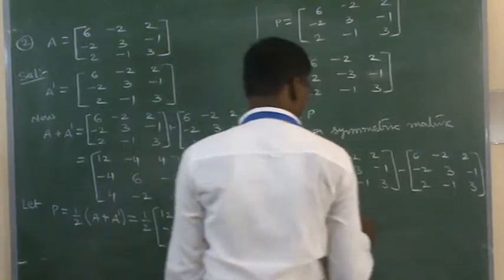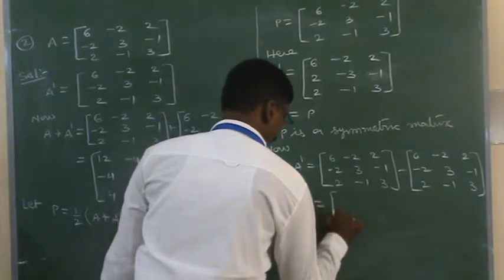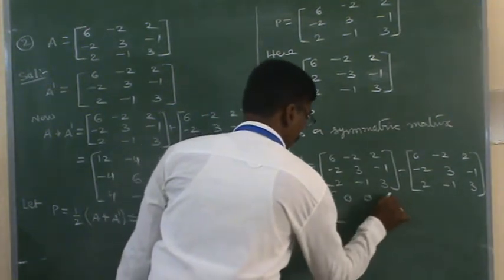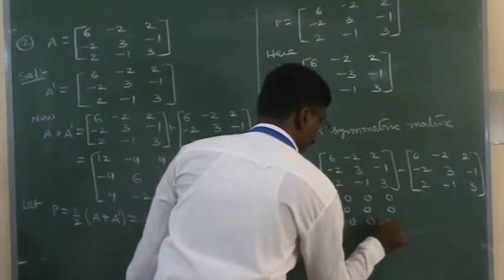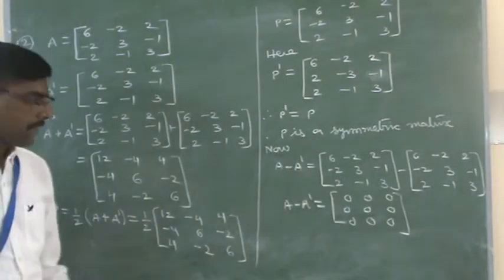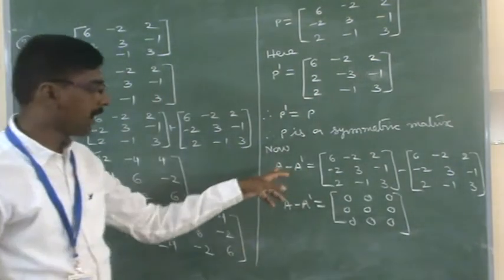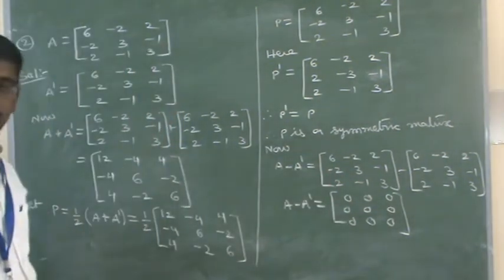Same matrix. Immediately we know that A minus A transpose gives the 0 matrix: all entries 0. This is the 0 matrix. Why? Because matrix A and transpose of A are both the same, so it is a 0 matrix.